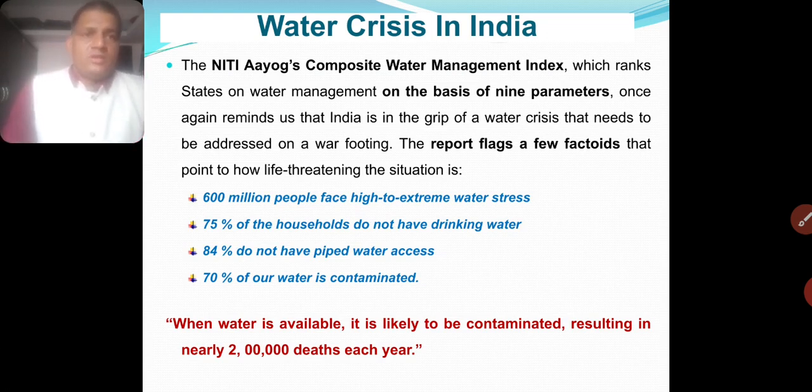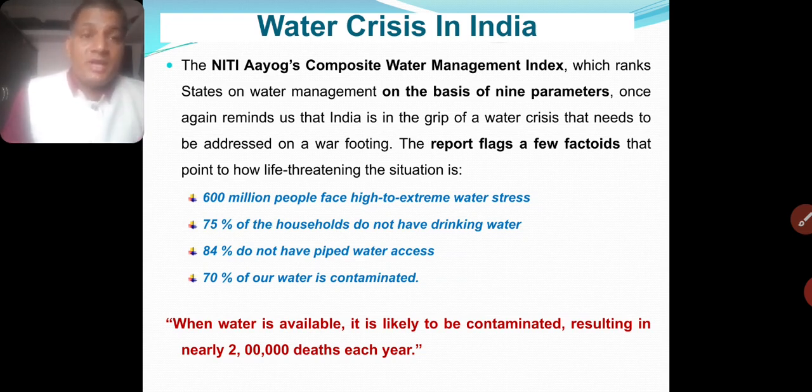So what are the groundwater or water crises in India? As per the Niti Aayog Composite Water Management Index, they have reported a few facts, like six. The facts are: 600 million people face high to extreme water stress. This is a major problem of India. 75% of households do not have drinking water at home. This is the second crisis, or second fact, in India.